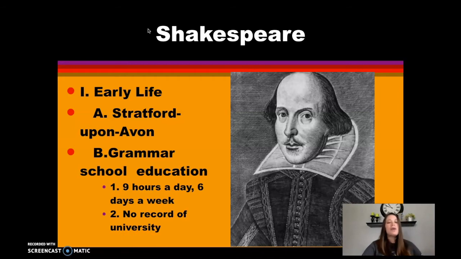He had a grammar school education. That meant he went to school for 9 hours a day and 6 days a week. As I said the other day too, he also probably was engaged in an apprenticeship of some sort. And he has no record of university, which makes his plays and his use of language all the more impressive.